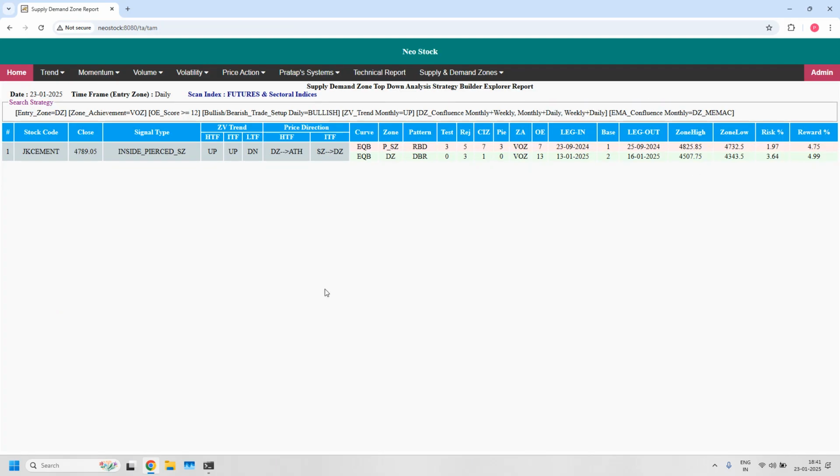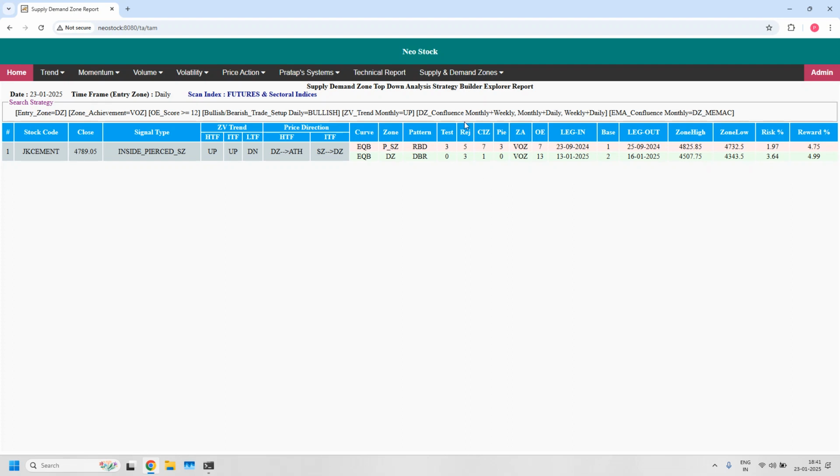Now one stock is filtered. So this is an even more high probability trade setup supported stock. That's why this stock is already tested 3 times. Okay, this is about the bullish trade setup for monthly income trade.